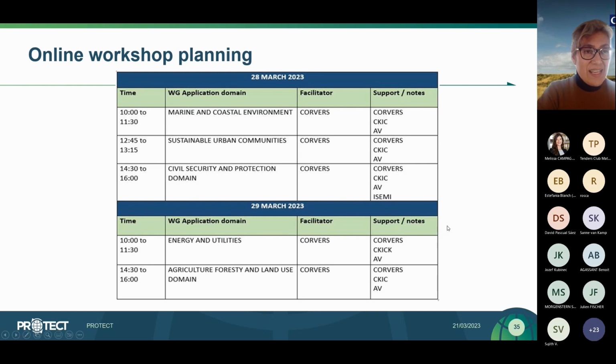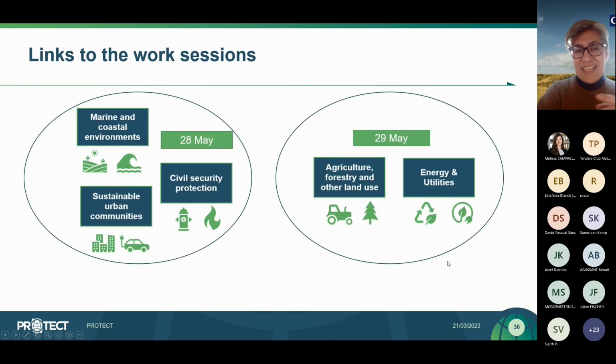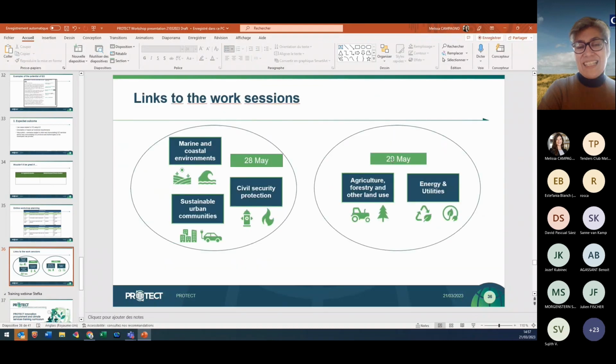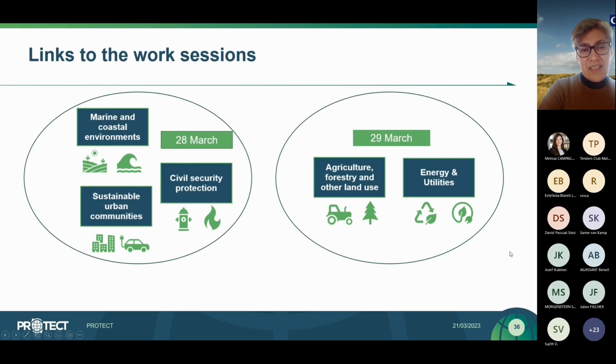And finally, now you will see in the next slide, this is my error here, it says May. This is March. We have to change this, Melissa. I'm so sorry, but yeah, perfect. So you can click, if you put your cursor on each of them, you will see the link to each of the sessions. That's the Teams link to each of the sessions, so you can join.